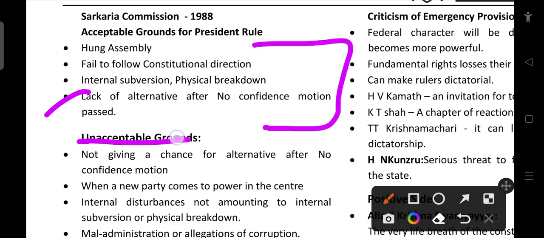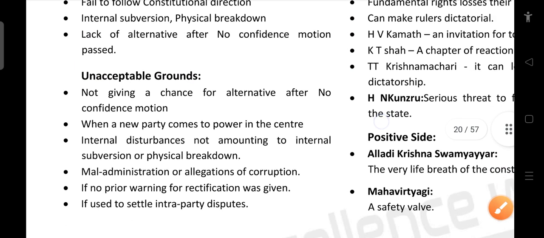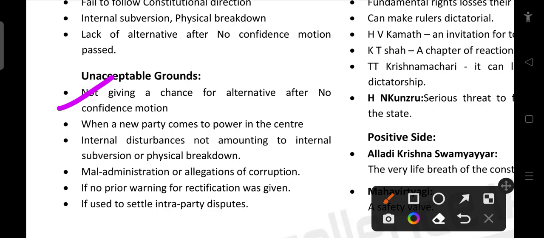What are the unacceptable grounds? Not giving a chance for an alternative after a no confidence motion, so we have to give other parties a chance, right? Then when a new party comes to power at the Centre, they cannot impose President's rule in an opposition party ruling state. Then internal disturbances not amounting to internal subversion or physical breakdown.